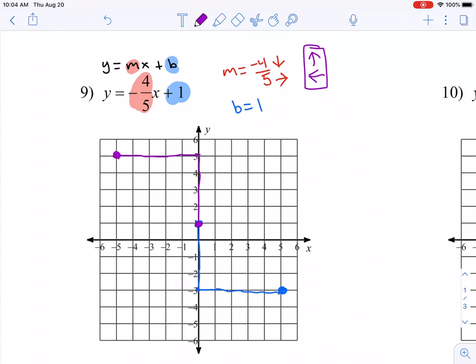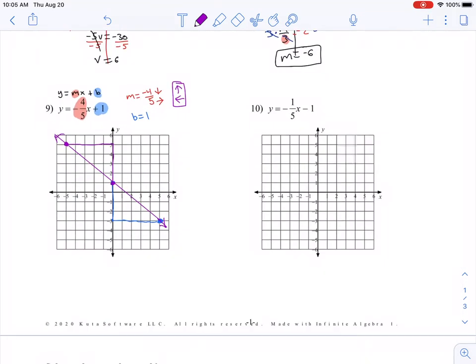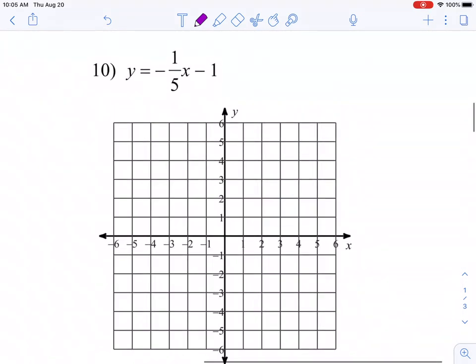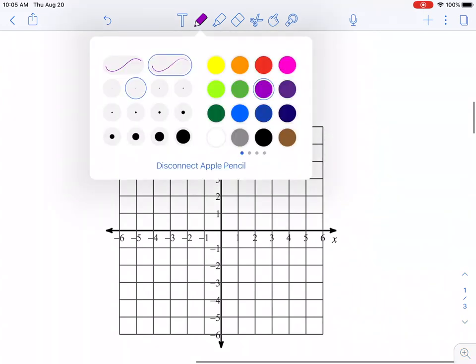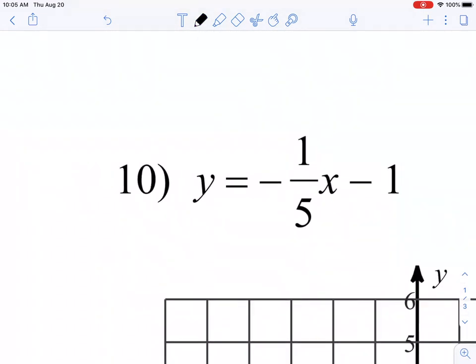And if you notice, all 3 of those points are on the same line. Let's take a look at number 10. Same idea. We have slope-intercept form, which means y is by itself, equals mx plus b.